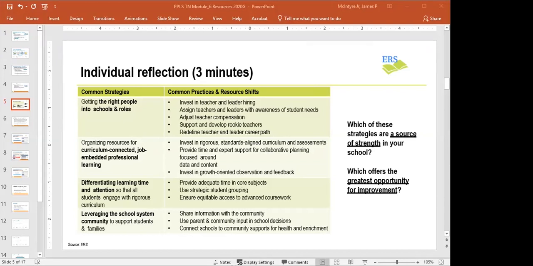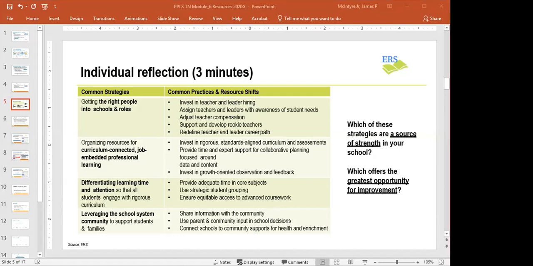And so you'll have about 3 minutes just to think about these strategies and answer the questions for yourself that David asked. Which of these strategies is a source of strength in your school? Which offers the greatest opportunity for improvement? And after you've had a few minutes to reflect on that, we're going to go to small group conversation.